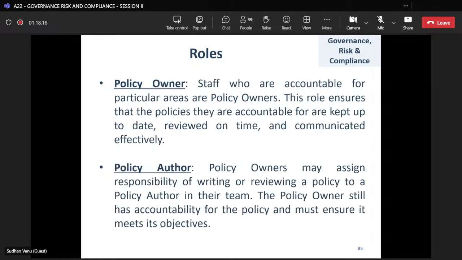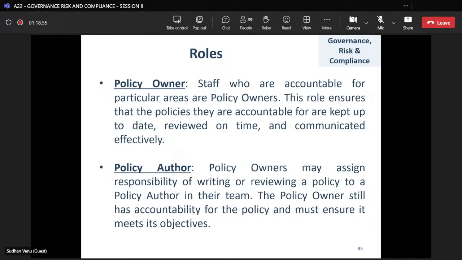Next is the policy owner, who is accountable for a particular area of policy. This ensures the policies they are accountable for are kept up to date, renewed on time, reviewed on time, and communicated effectively. For all the organization, we have some policies. In these policies we could see names like policy coordinator, policy owner, policy author and policy review group. The review group reviews the policy, and the author is the one who writes the policy.